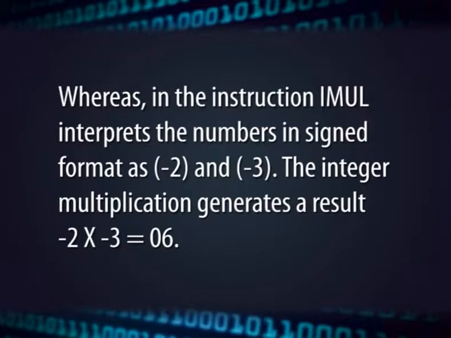That means if the multiplication is unsigned, the result will be FD02H, whereas the instruction IMUL interprets the numbers in signed format as -2 and -3. The integer multiplication generates the result -2 multiplied by -3, which is equal to 06 instead of FD02 if it is an unsigned multiplication. So, the result 06 is stored in the register AX after the execution of the instruction IMUL.